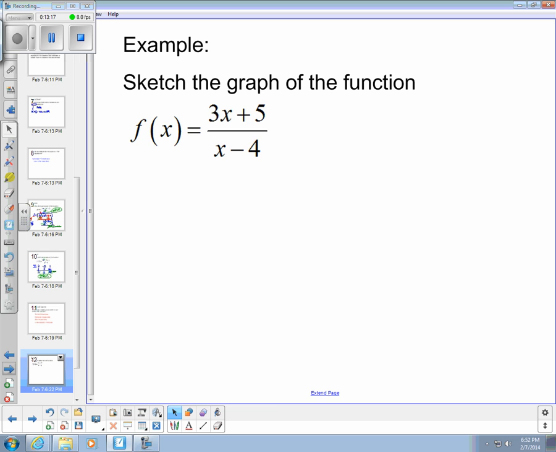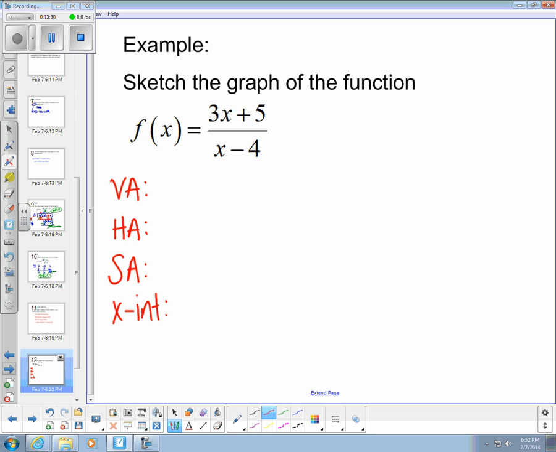So here's an example, and let's make our list of the things we need to know: vertical asymptotes, horizontal asymptotes, slant asymptotes, x-intercepts, and y-intercepts. If you forgot how to find x-intercepts or y-intercepts, go back to video 1 and it will explain how to find those things. For vertical asymptotes, we set the denominator equal to 0. So if x minus 4 equals 0, I have a vertical asymptote at x equals 4.